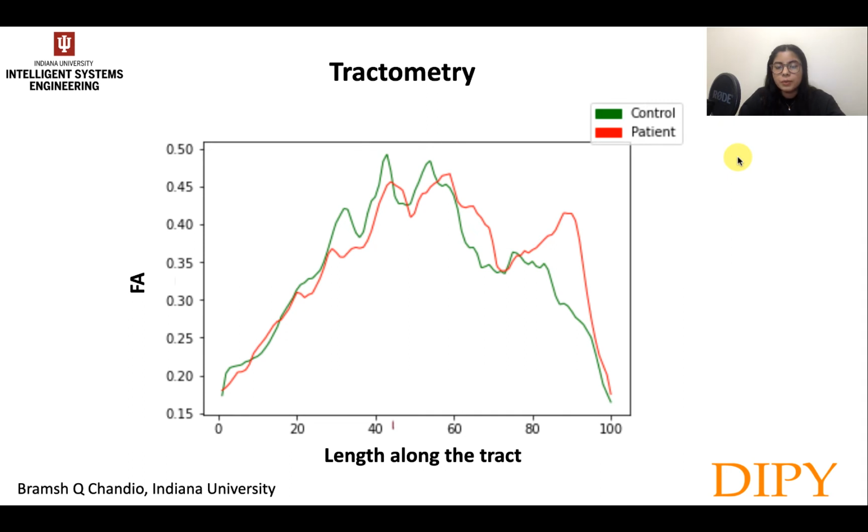Here we can see bundle profiles of two groups, control and patient. We can visually see that around the 80 to 100 location, there is a huge difference between the bundle profiles of the two groups. This could also be done for two subjects to find any differences between those two subjects. This is a summary of tractometry.